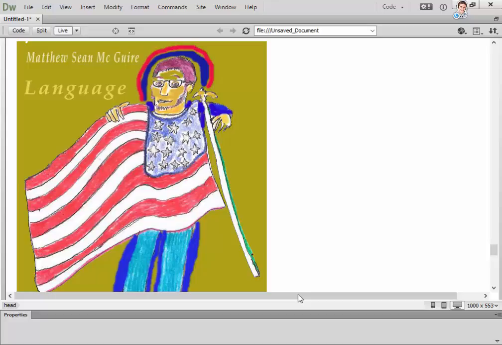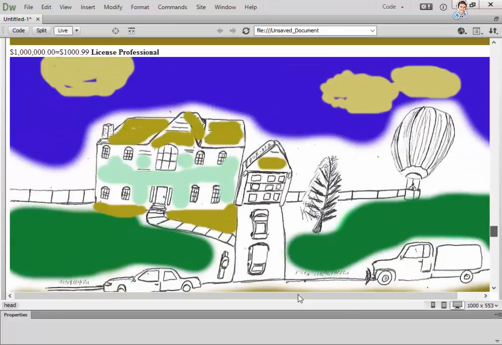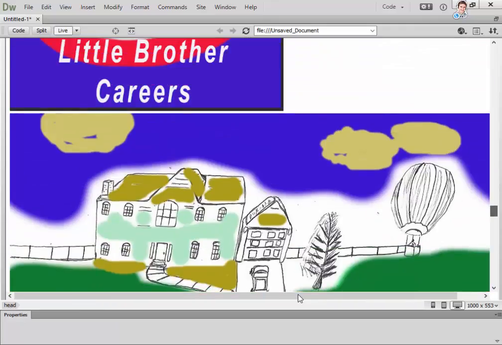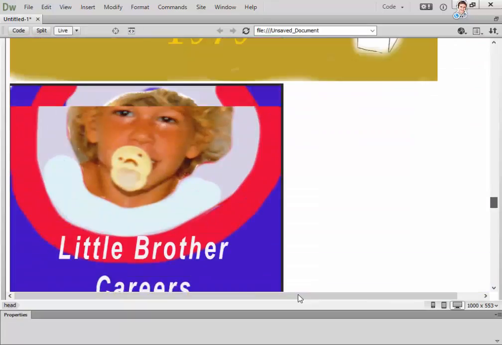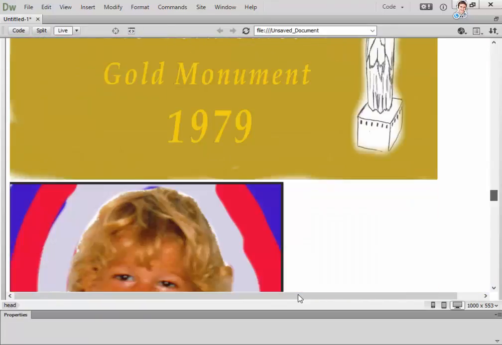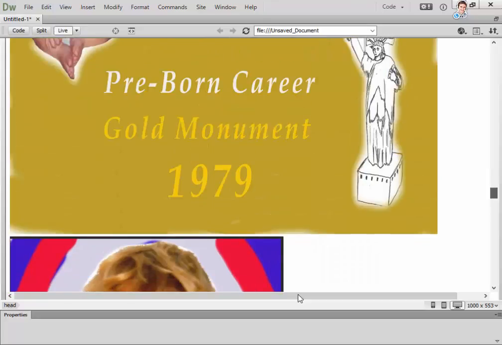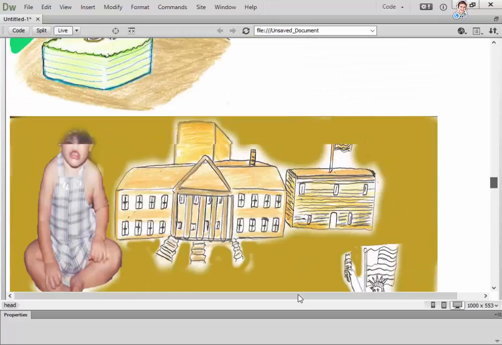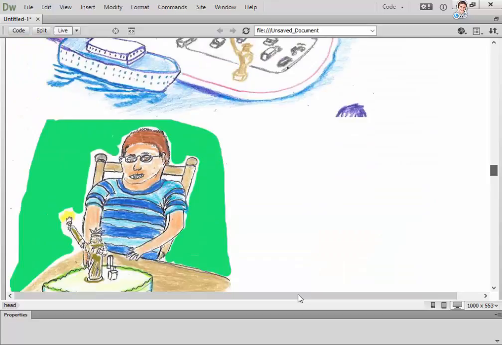And what about the coding? I just want to put together here some work of a project using Dreamweaver, for Matthew Sean McGuire here, for the language. So if anybody wanted a website that describes your years of education as well, and careers, you have it there for the preborn careers, and the prequel, which talks about the gold monument, and then you have me right here in front of the birthday cake.